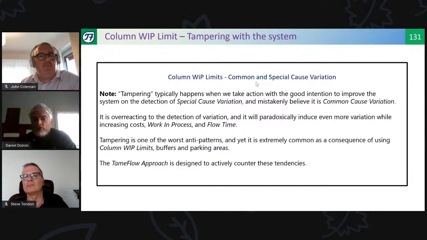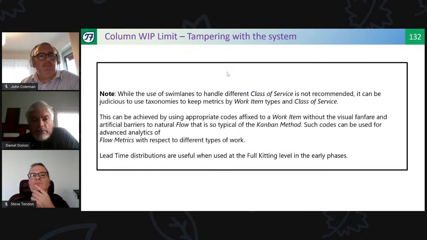The TameFlow approach does away with this, and basically, we are not in favor of using column WIP limits. We show you solutions for that in the throughput and the DBR boards, but it's not something we're going to discuss today.